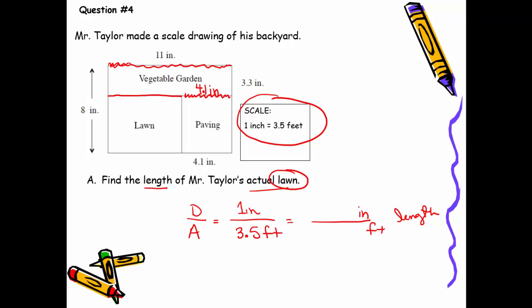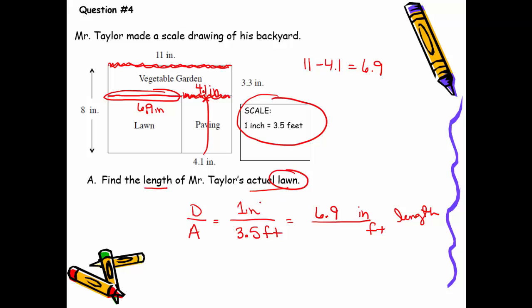If I take the length of the entire backyard and I simply subtract off the length of the driveway, I'll be left with the length of his lawn. So that's what I'm going to do. 11 minus 4.1 is 6.9. So I know the length of his lawn must be 6.9 inches.